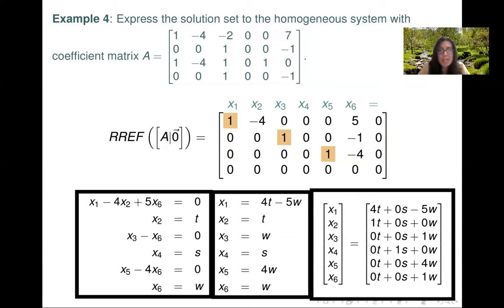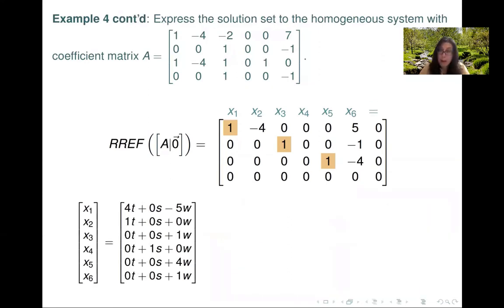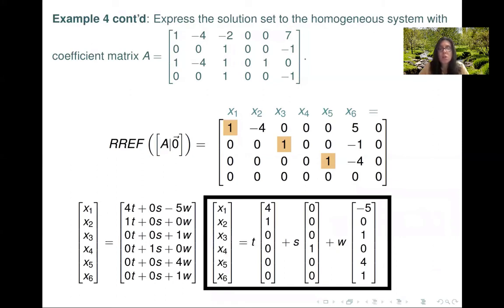x2 is 1t plus 0s plus 0w. x3 is 0t plus 0s plus 1w. x4 is 0t plus 1s plus 0w. x5 is 0t plus 0s plus 4w. And x6 is 0t plus 0s plus 1w. And I've copied that information onto this slide. So now just factoring out the t, the s, and the w gives us our parametric vector solution.